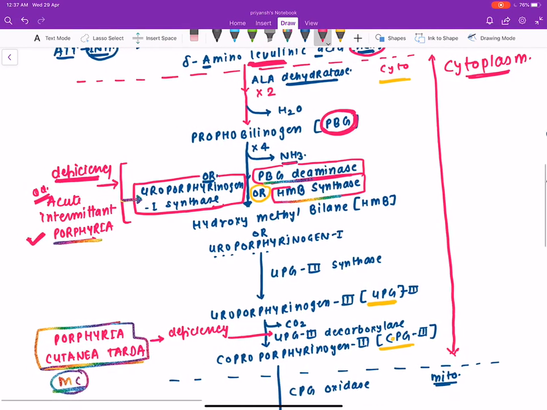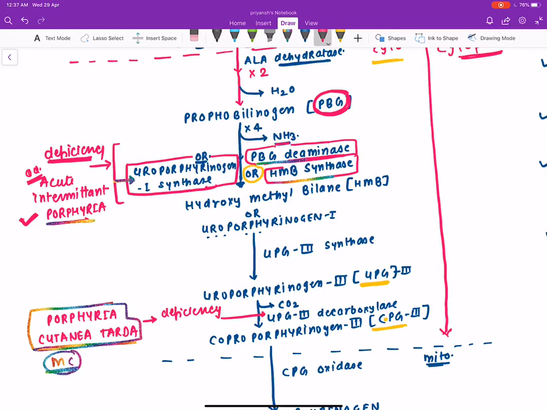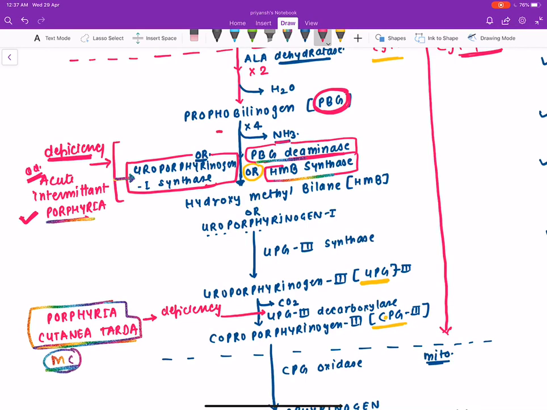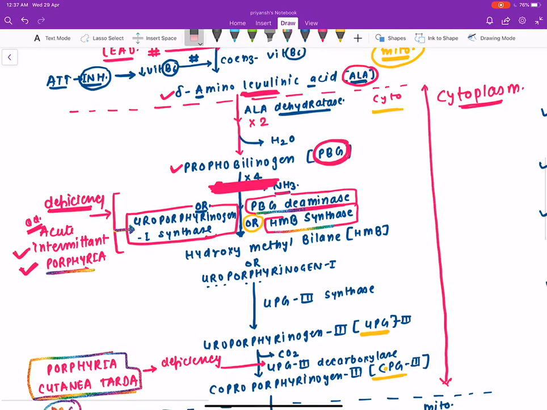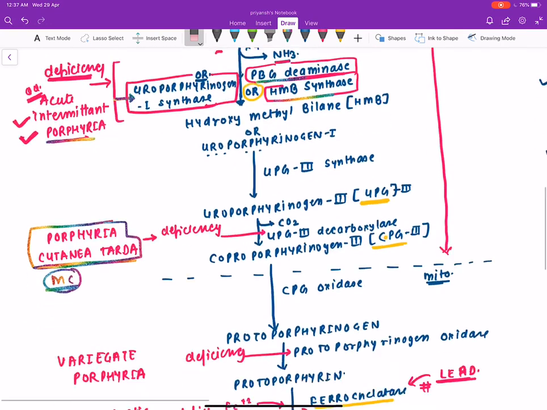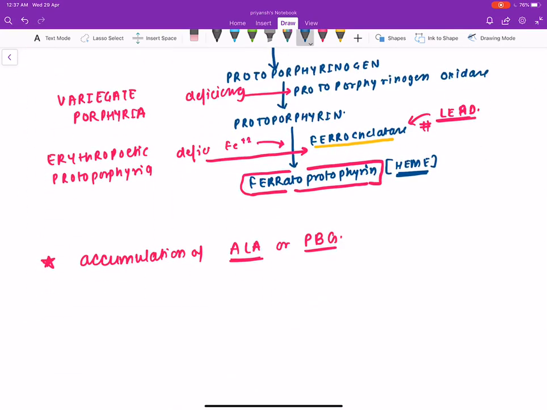Means if you see all the porphyrias which I have made, acute intermittent porphyria, porphyria cutanea tarda, or variegate porphyria, any porphyria, let's say if we talk about acute intermittent porphyria, this reaction is not taking place. If this reaction is not taking place, the porphobilinogen and aminolevulinic acid will increase. And if these two molecules increase in any circumstances, they will lead to neuropsychiatric symptoms. So this is what I want to explain: an increase in aminolevulinic acid and porphobilinogen produces neuropsychiatric symptoms.